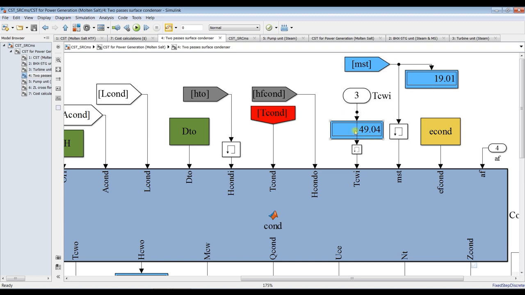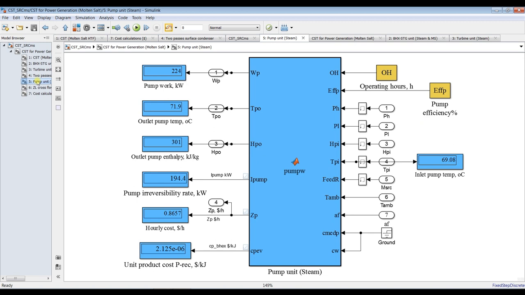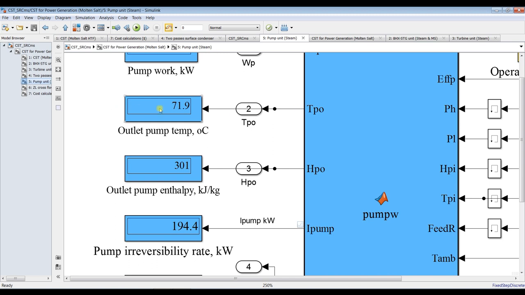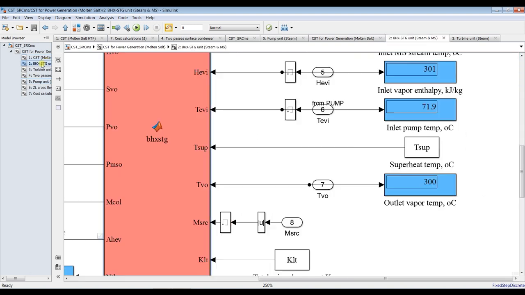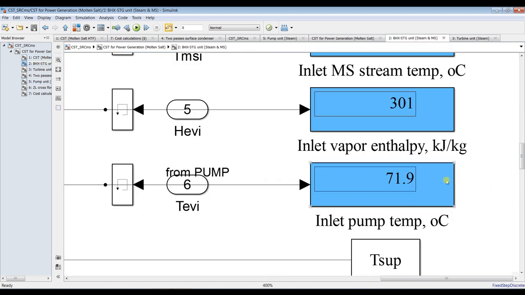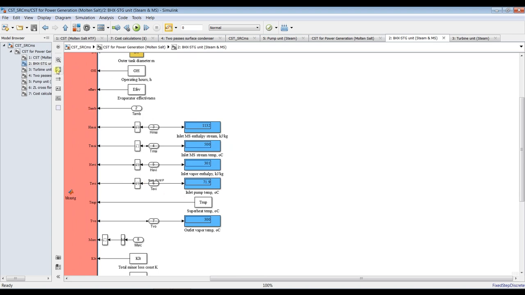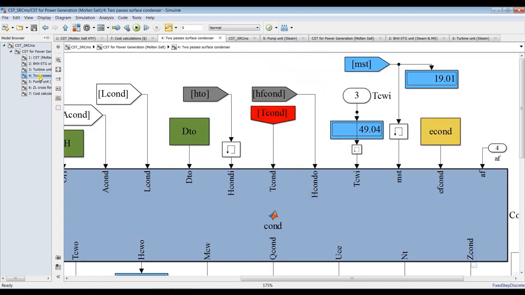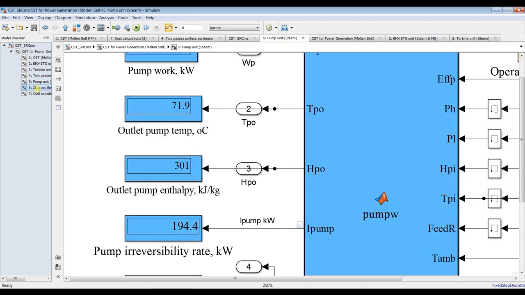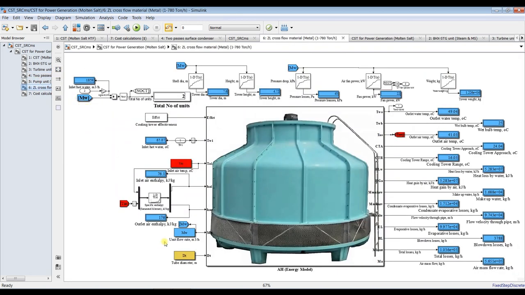Cooling water is around 49, so you can reduce or control this by the use of effectiveness or your specifications. Pumping, this is a pumping load of around 200 plus kilowatts. Outlet temperature, as you can see, is the input for the boiler heat exchanger, 71.9. You realize this, 71.9 as an input for the boiler heat exchanger. It's too complicated.